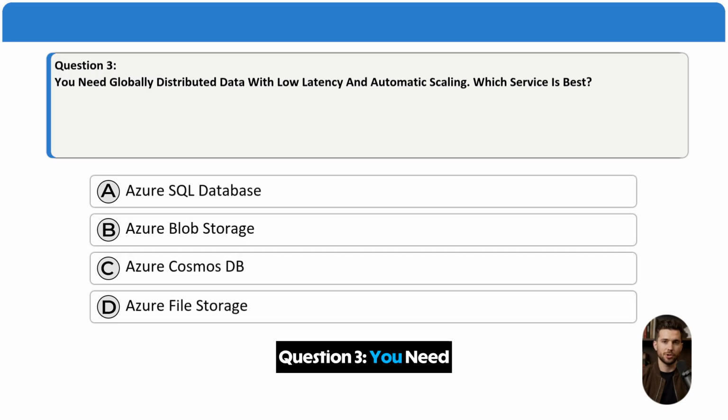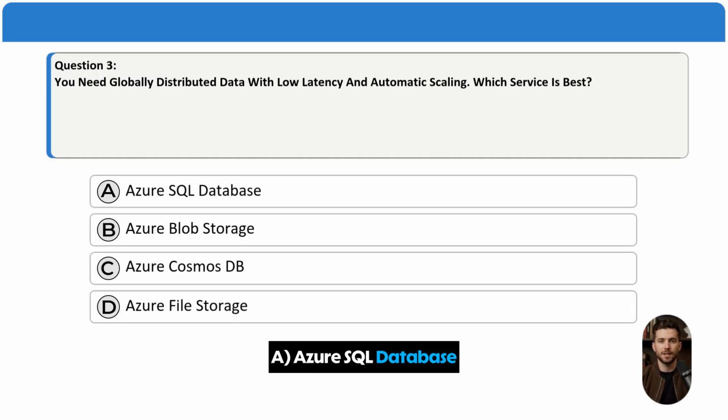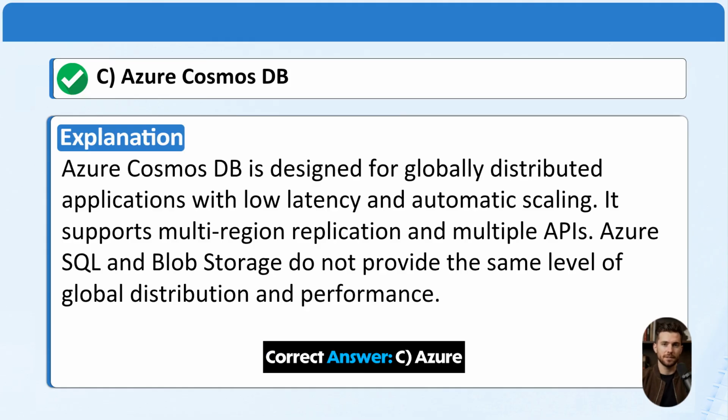Question 3. You need globally distributed data with low latency and automatic scaling. Which service is best? A. Azure SQL Database. B. Azure Blob Storage. C. Azure Cosmos DB. D. Azure File Storage. Correct answer, C. Azure Cosmos DB.